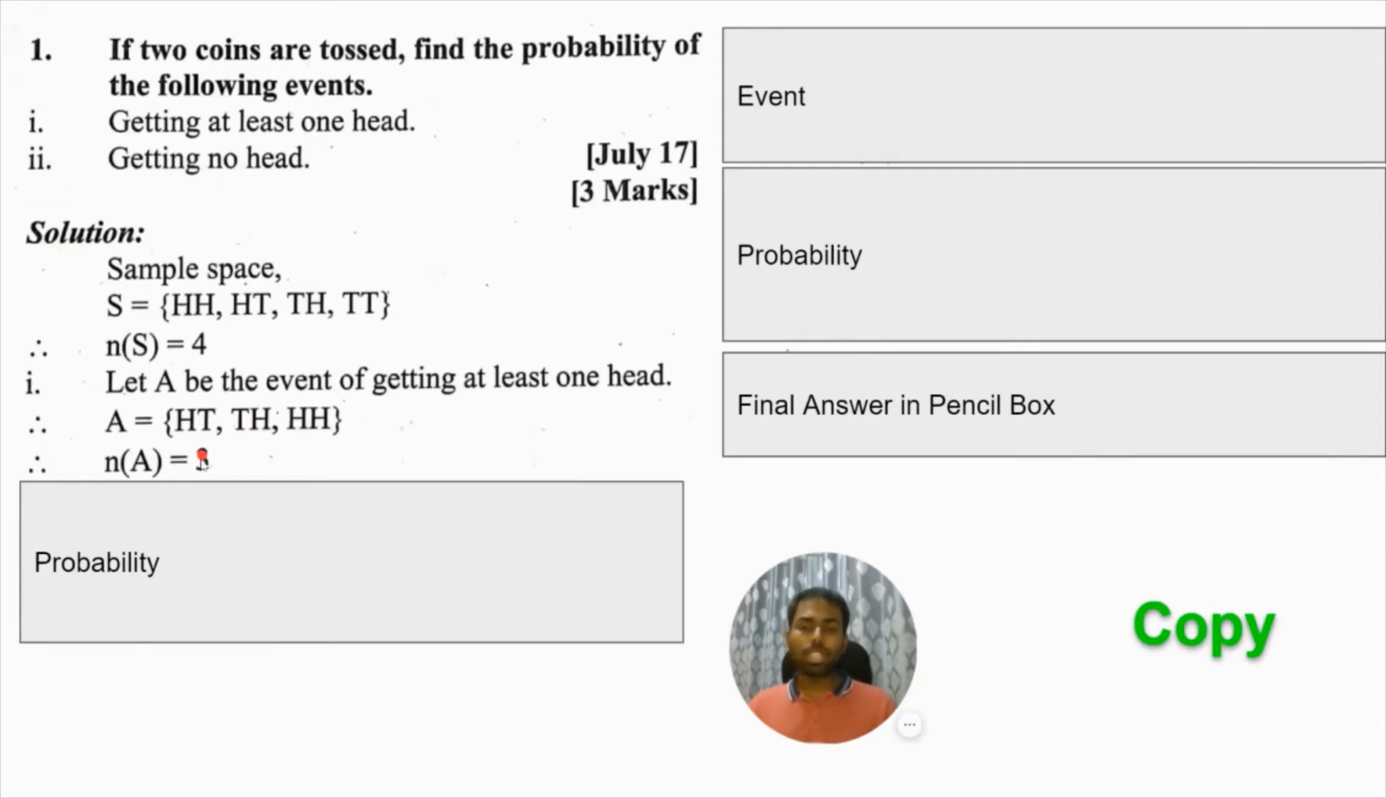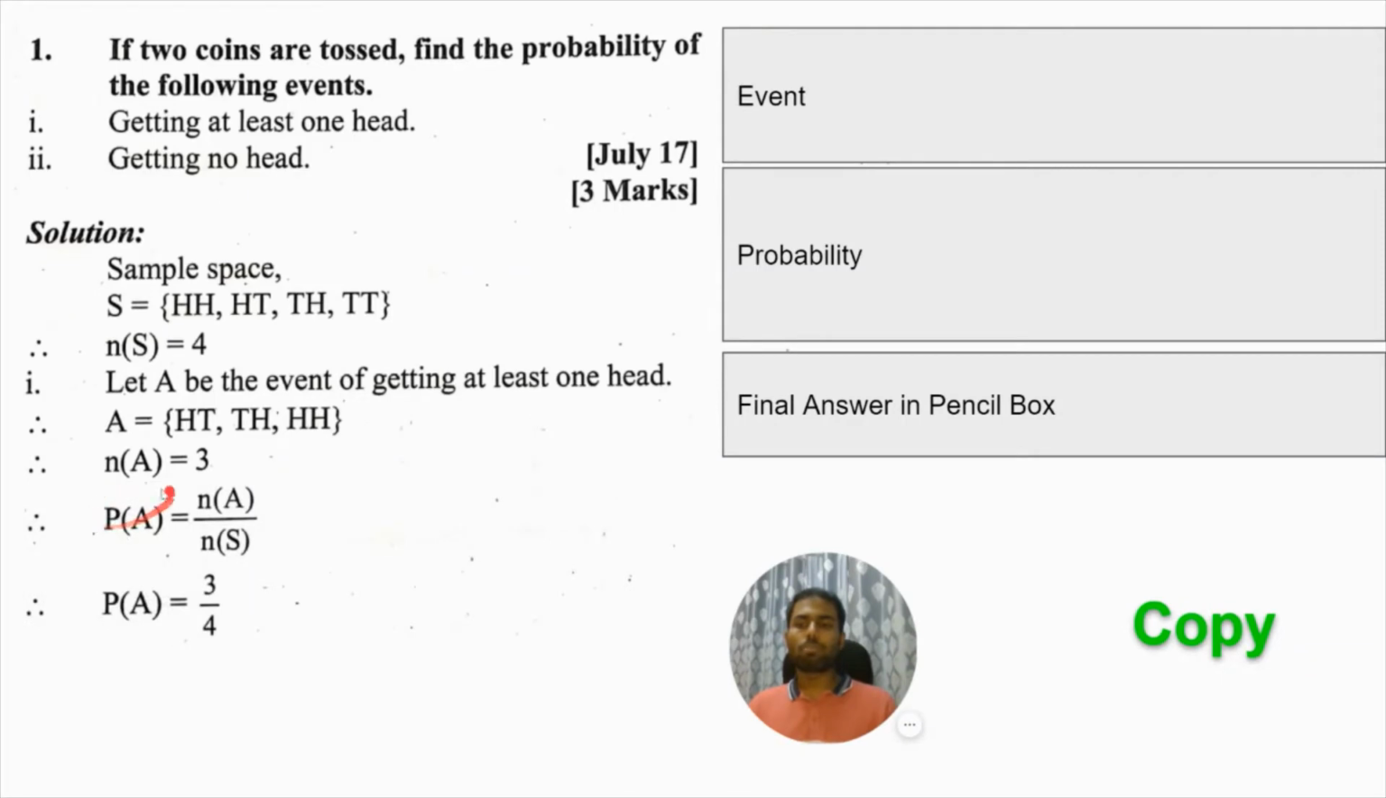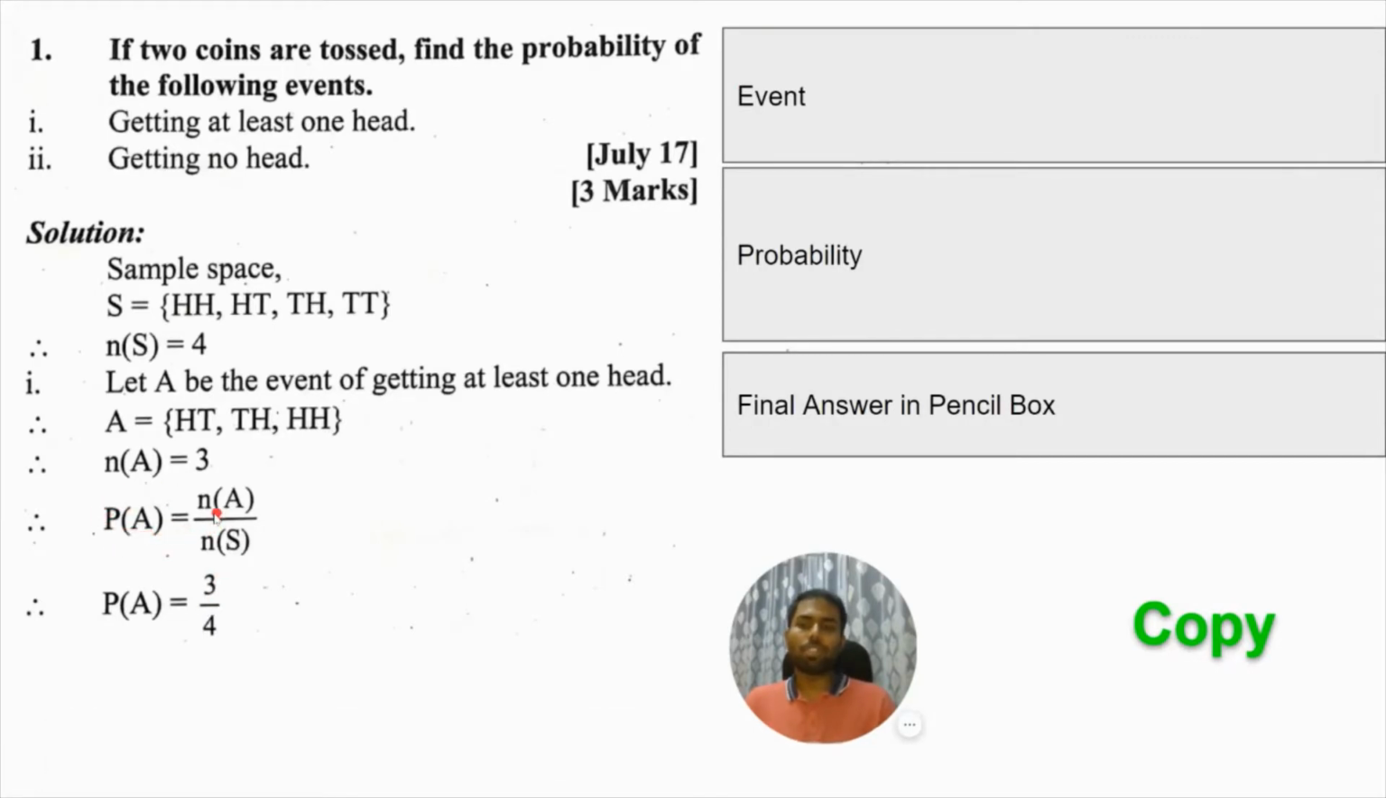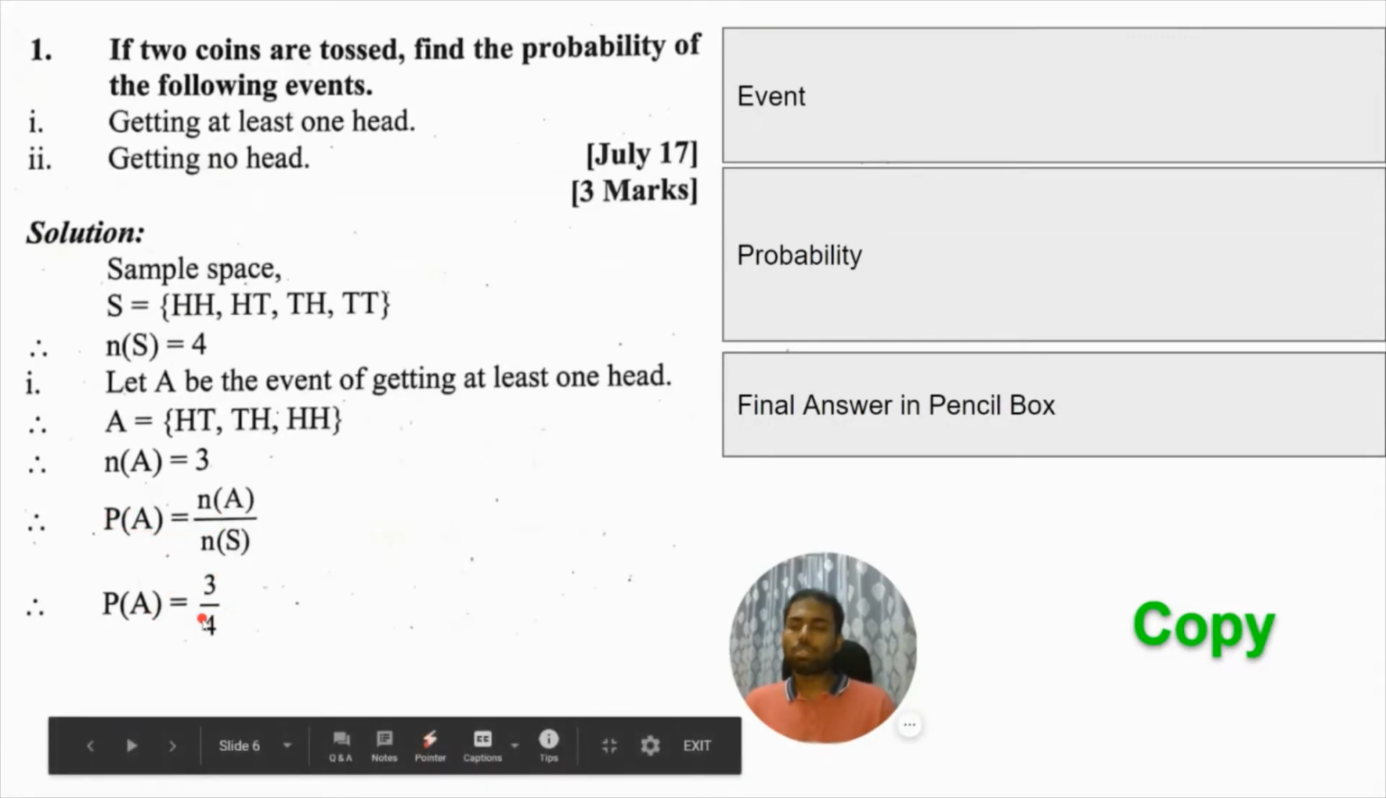Now the last step, which is an additional step to find the probability, is you use the formula. Probability of A is equal to number of elements in A divided by number of elements in sample space, which is 3. Here it's 3, here it's 4. Just substitute and you get 3 by 4. Very simple. You just had to write the formula first and then substitute. 2 steps where you get the answer.